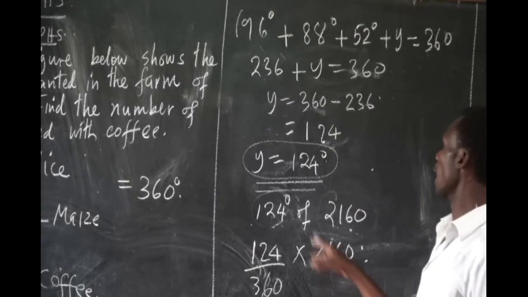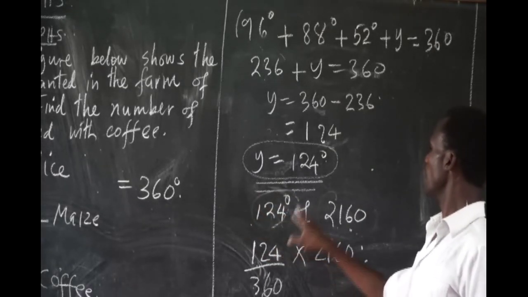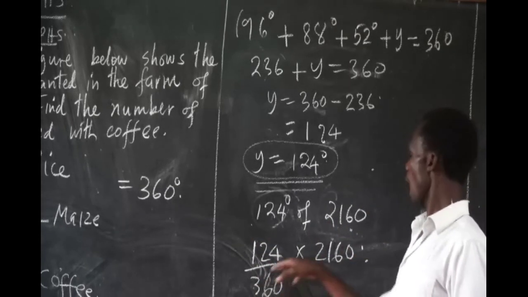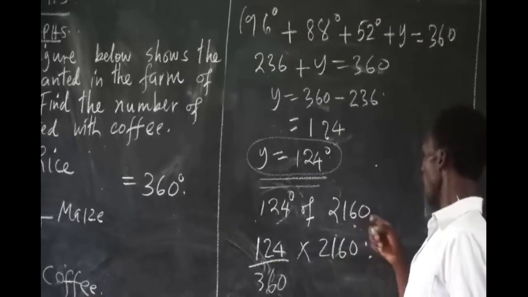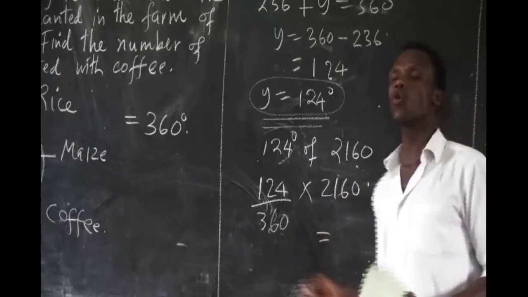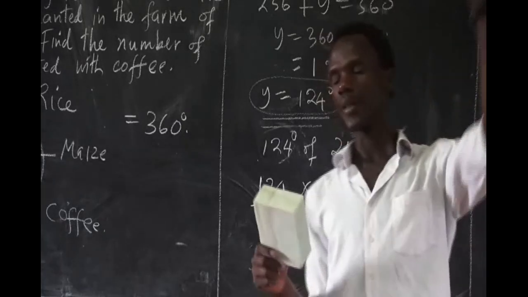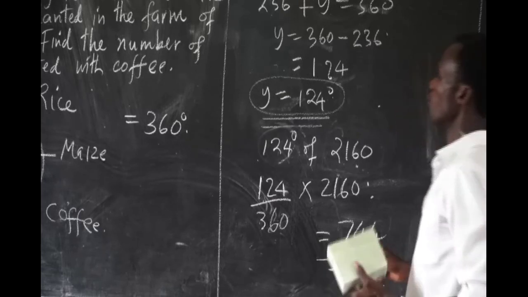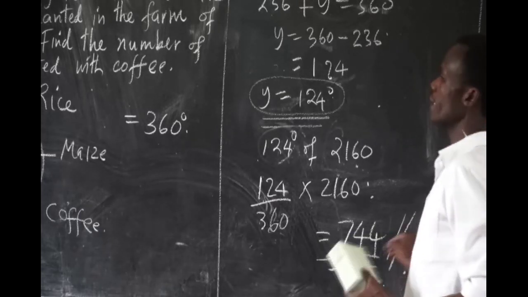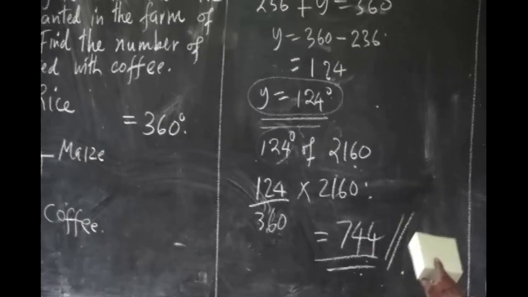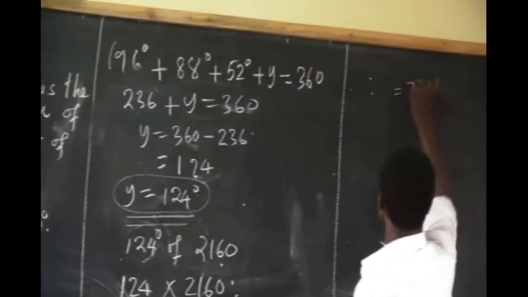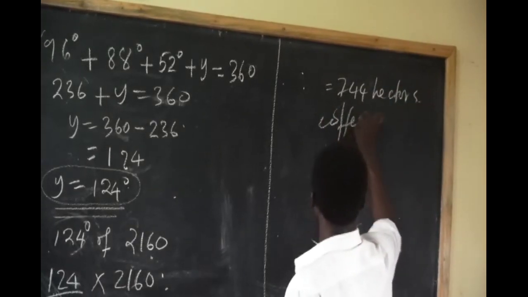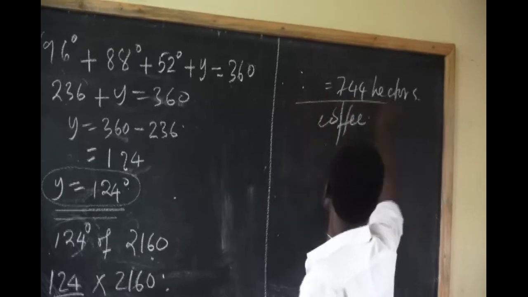So when you come to find this, it is a portion of 360 of all the hectares. That means it is 124 over 360 times 2,160, which is equal to 744. Now this is the total hectares that are planted with coffee. You conclude by saying the total hectares planted with coffee should be equal to 744 hectares. This is all about coffee. Now this is how we calculate.